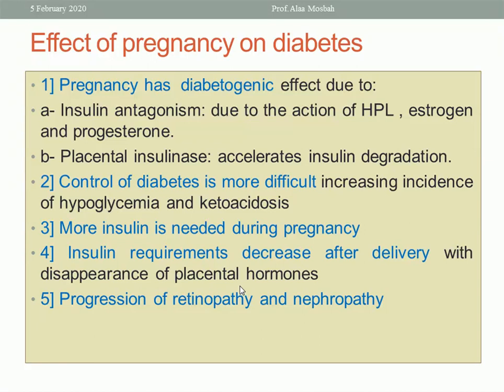Second, control of diabetes is more difficult, increasing the incidence of hypoglycemia and ketoacidosis. Third, more insulin is needed during pregnancy. Fourth, insulin requirements decrease after delivery with disappearance of placental hormones. Fifth, progression of retinopathy and nephropathy. Many complications of diabetes increase under the effect of pregnancy.